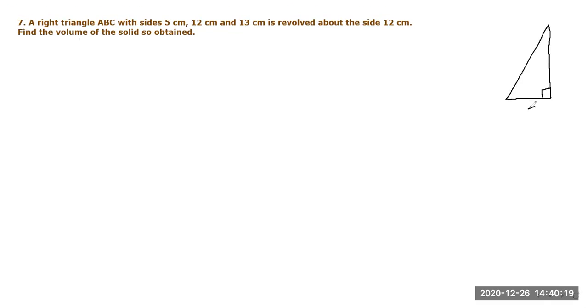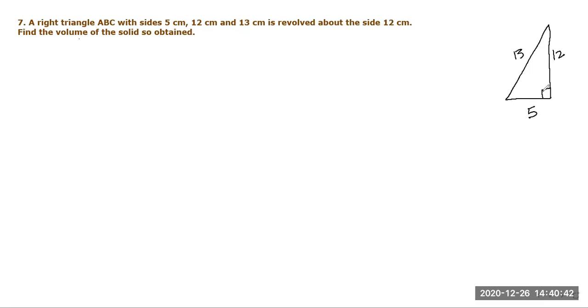Obviously this will be 5, right? So yes, Amrit, can I say this is 12 and this is 13? No, this will be 12, because the hypotenuse is always the longest side of the triangle. Okay, 5, 12, 13 is revolved around the side 12 centimeter.